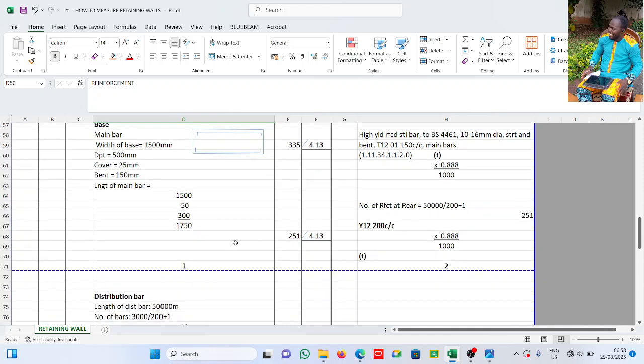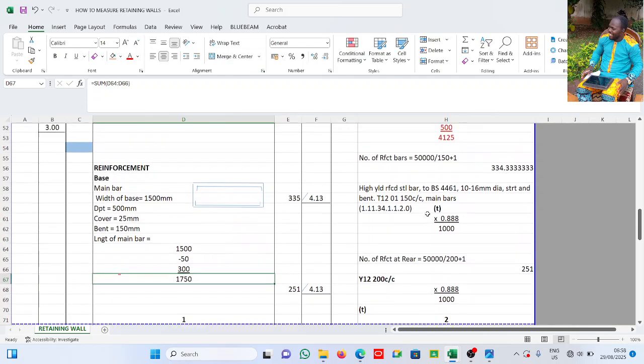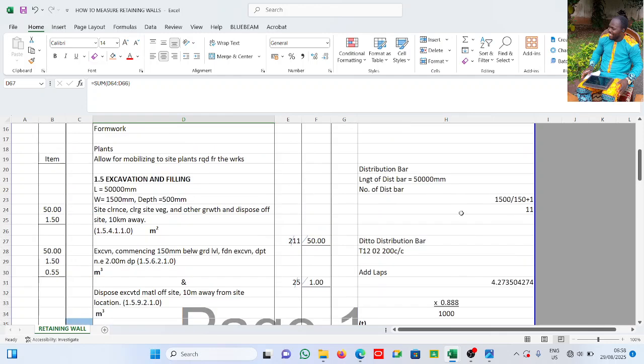All right. So this is basically what you have. The depth of the base is 500. The width of the base is 1500, which is this length here. For me to see the reinforcement, I need to less cover, which is 2 by 25. And of course, I add bend, which is what I have here. So total is 1750. Let's go to page 2.